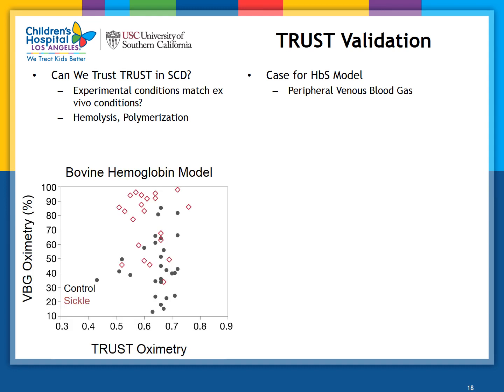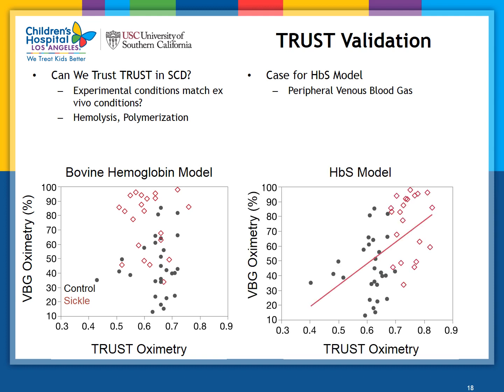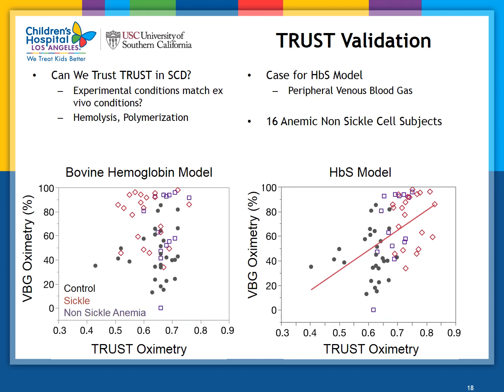We found there was no relationship between the cerebral and peripheral oximetry when the bovine model was used. However, when the newly defined sickle model was used, there was a tight linear relationship. Furthermore, when the anemic subjects with normal hemoglobin A from our previous published work are included, this relationship is only strengthened, suggesting that both our anemic model and our sickle model are in fact correct in describing real physiology.